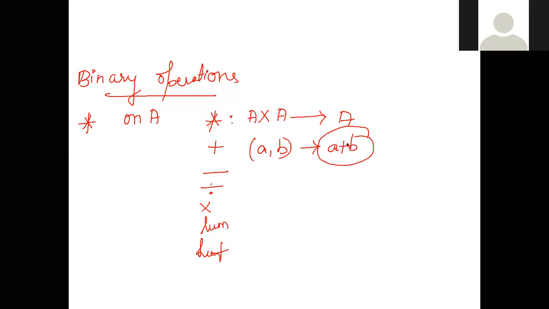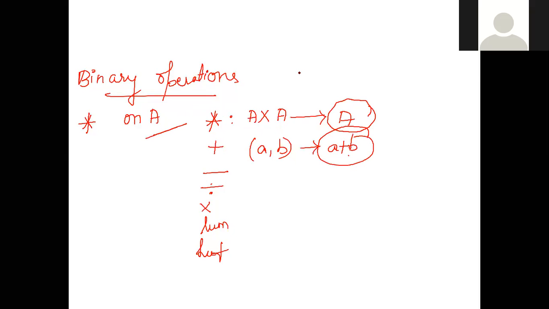This A plus B should be unique. The answer you get, A plus B, should be unique and it should belong to set A. And this should be true for every element of set A. Only then can we say that a particular operation is a binary operation. This we had discussed in our regular classes, in our previous classes.